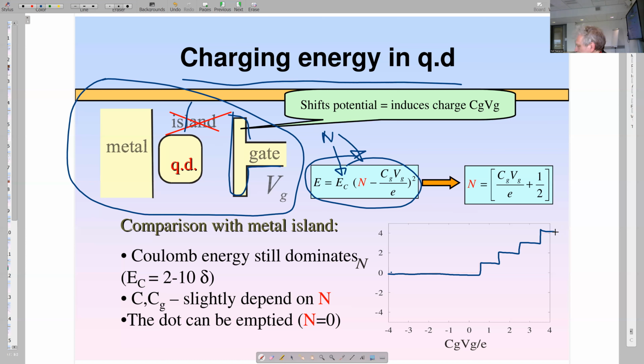For all dots, I know Coulomb energy still dominates over quantization energy. You remember that for metallic islands, it's 4 orders of magnitude. For quantum dots, it's a factor of 2, a factor of 10, but Coulomb energy is bigger than the quantization of discrete levels in the dots. So it still dominates the transport properties of the dots.